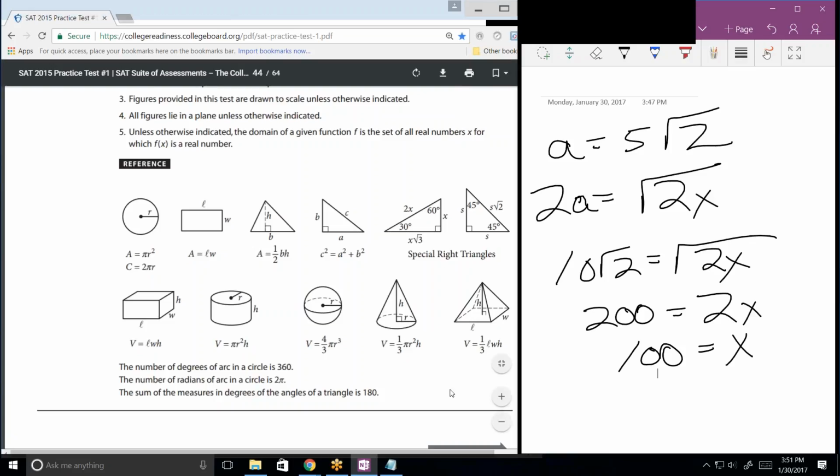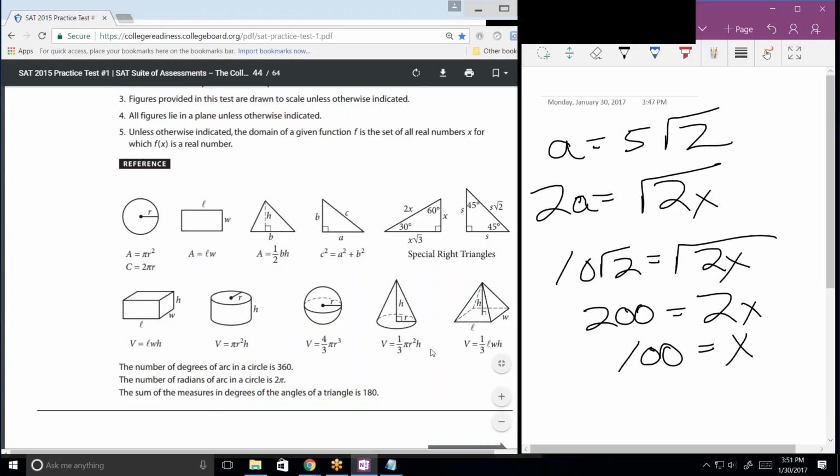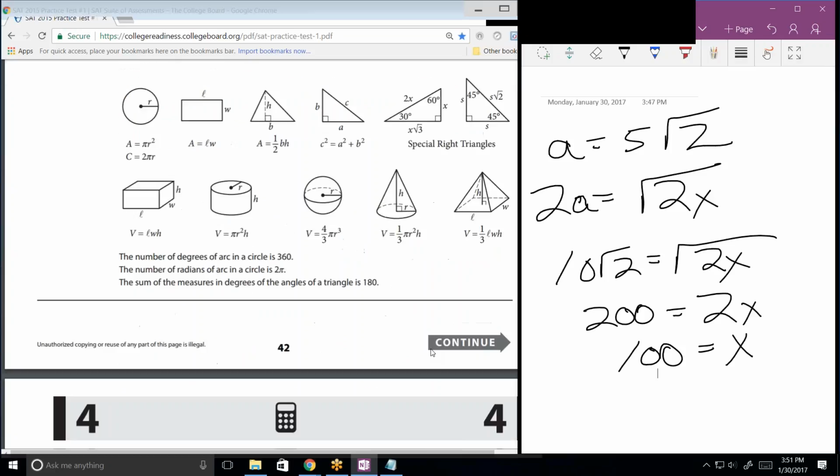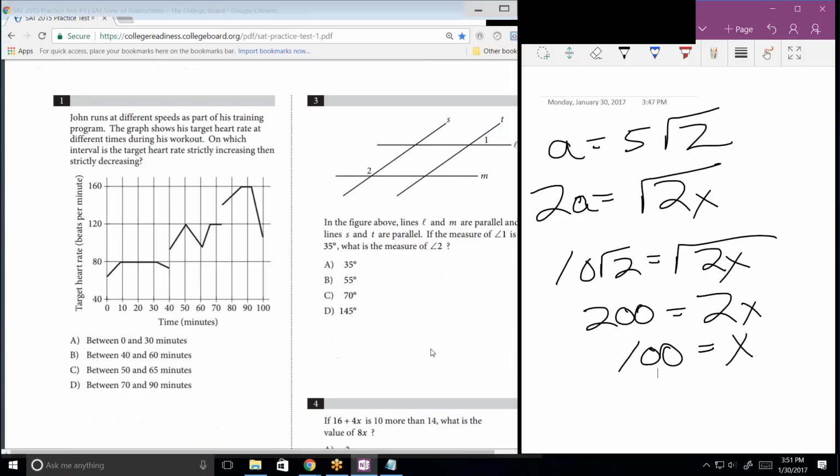All of these equations you're looking at here, they're going to give you these. So you don't have to memorize any of these. But it's important that you understand each one of them. Yeah. I think you do. Okay. Number 1.